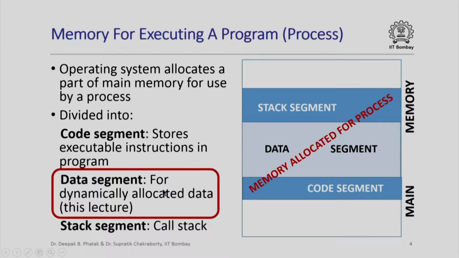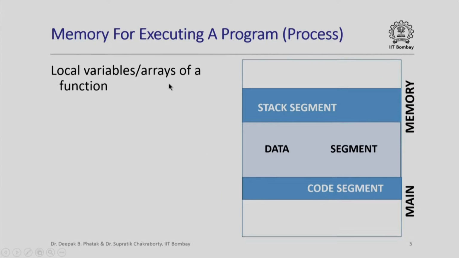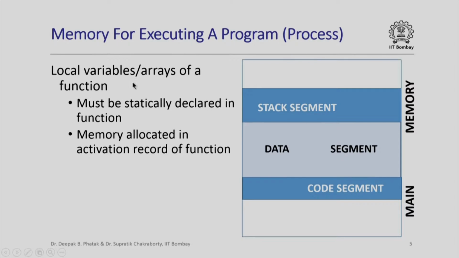In this lecture and the next, we are going to see how this data segment is used for storing dynamically allocated memory locations. Now, the local variables or local arrays of a function are statically declared in the body of the function. We have to declare all the local variables and arrays that we want to use in a function. As a result, the memory for each of these is allocated in the activation record of the function when the function is called.